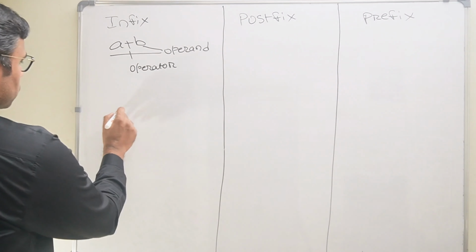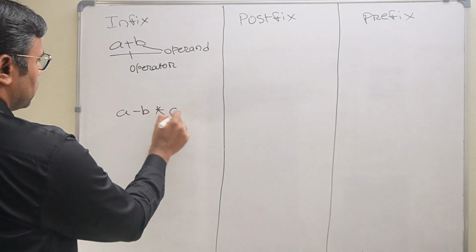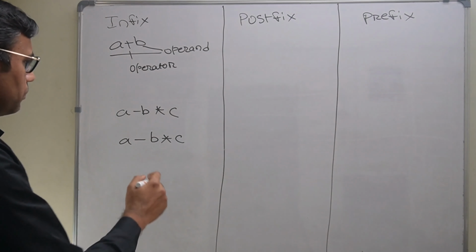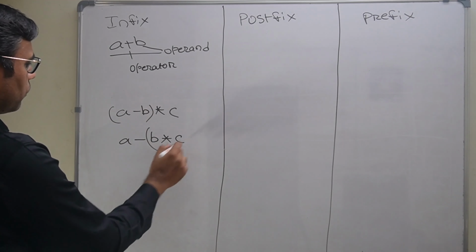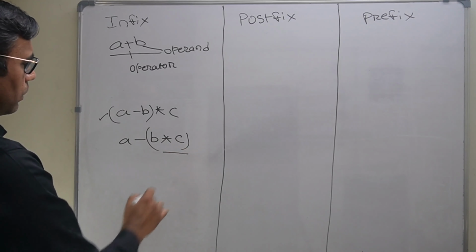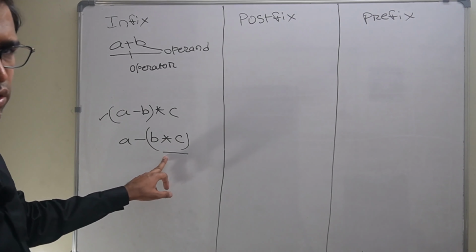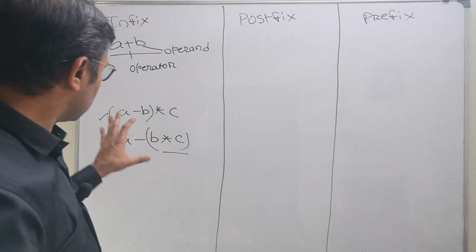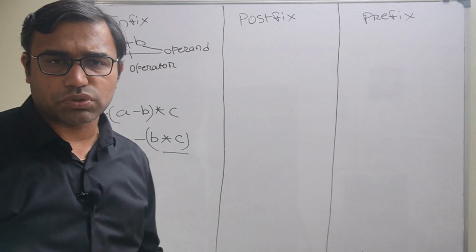Why will it go wrong? Suppose you write a star b, and a minus b star c. If you put the bracket here, what will happen? This will be evaluated, and in this case that will be evaluated. But scientifically this one is right. So the answer may go wrong. That's why there is always ambiguity in the infix notation.